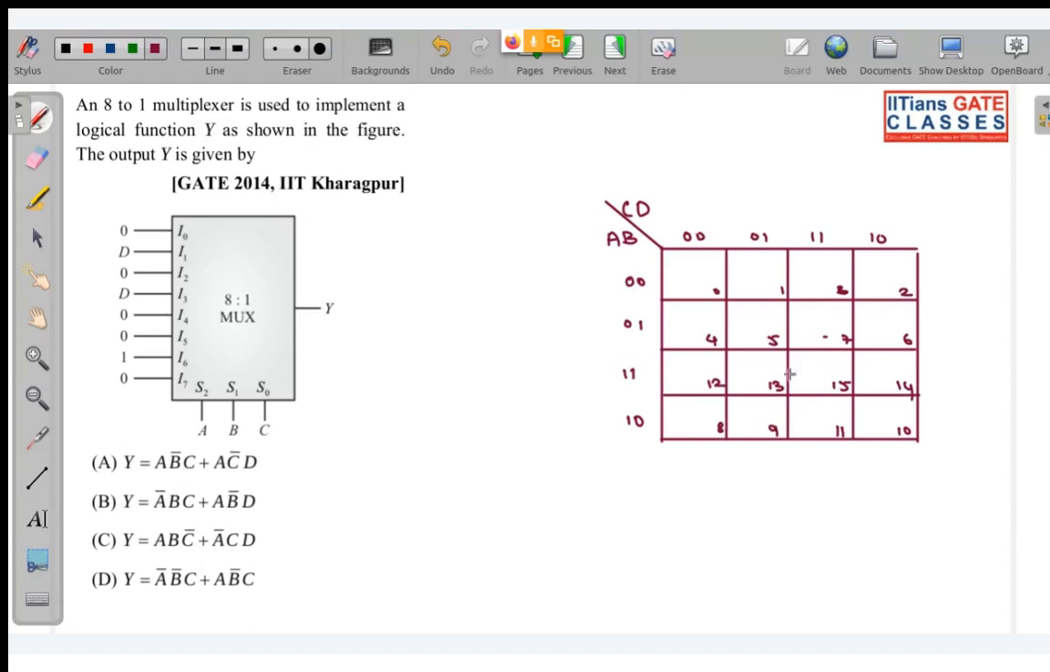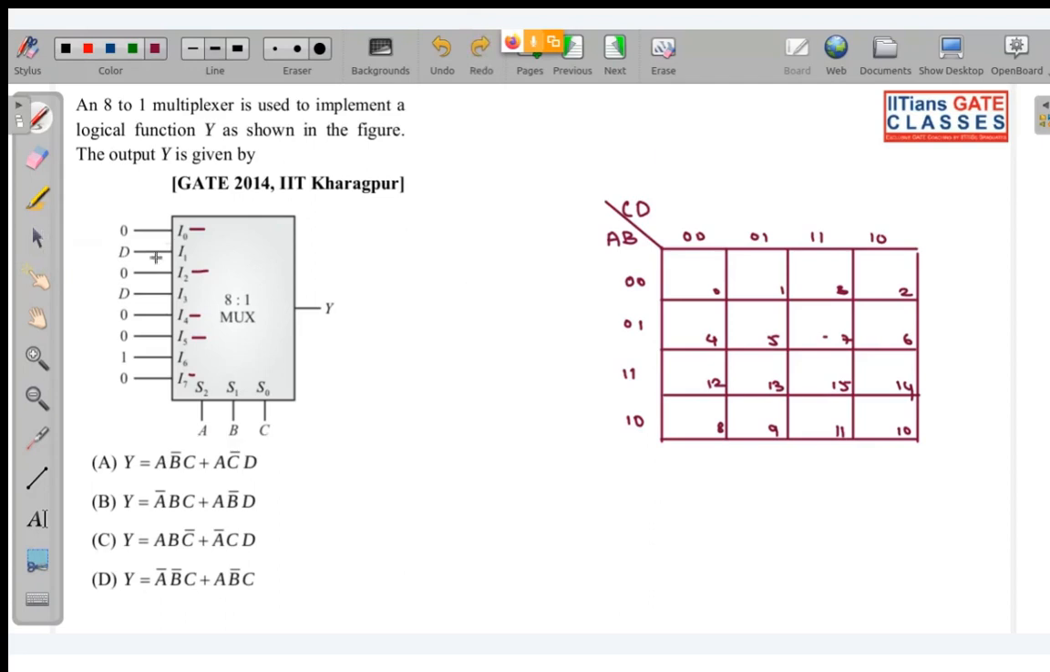Answer C. Okay. So look over here. Why are you telling option C? Let us check if it is correct or not. You can see I0, I2 and even I4, I5, I7, they are all 0. And this is basically a 4 variable expression that we will get. Why? Because we have ABC in the selection line and D in the input. So that means what?